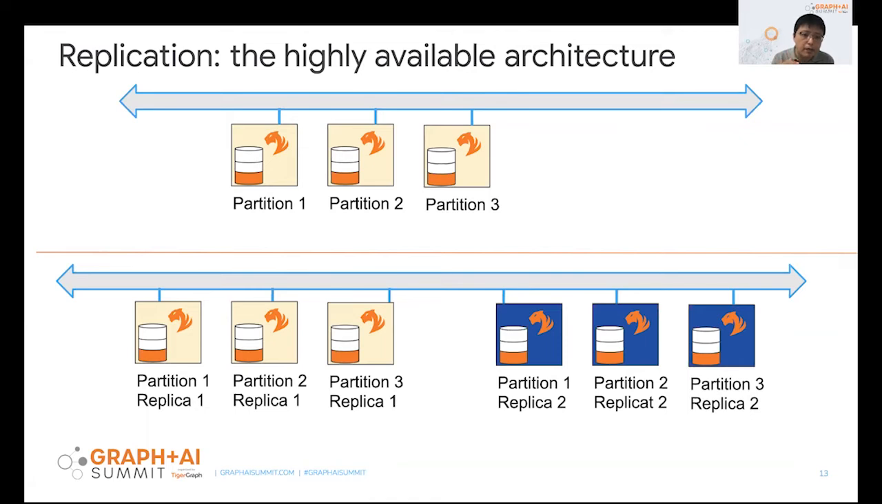And at the bottom of this diagram, you can see we have a replica 1 of each partition, and we have replica 2 of each partition. In this way, if one replica for a particular partition goes down, it doesn't affect the query and the storage of the cluster. So in this way, we achieve the high availability.